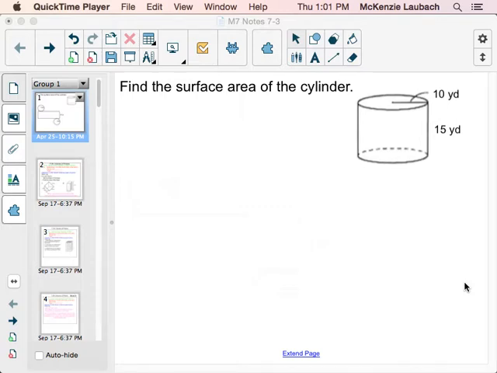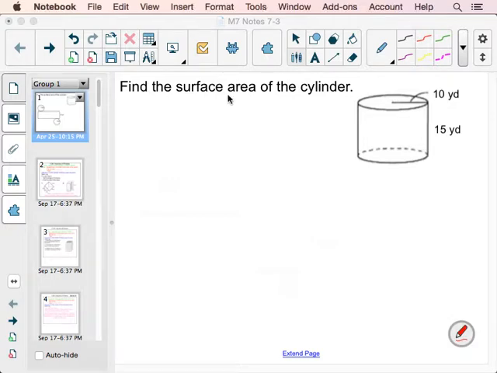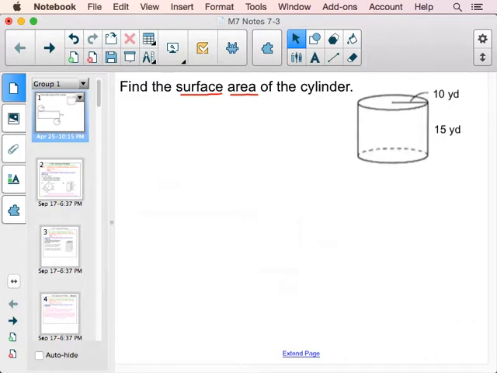All right, let's look at finding the surface area of a cylinder. So you want to think about what surface area means. It's literally the area of all of the surfaces totaled together. So a cylinder is made up of 3 surfaces.